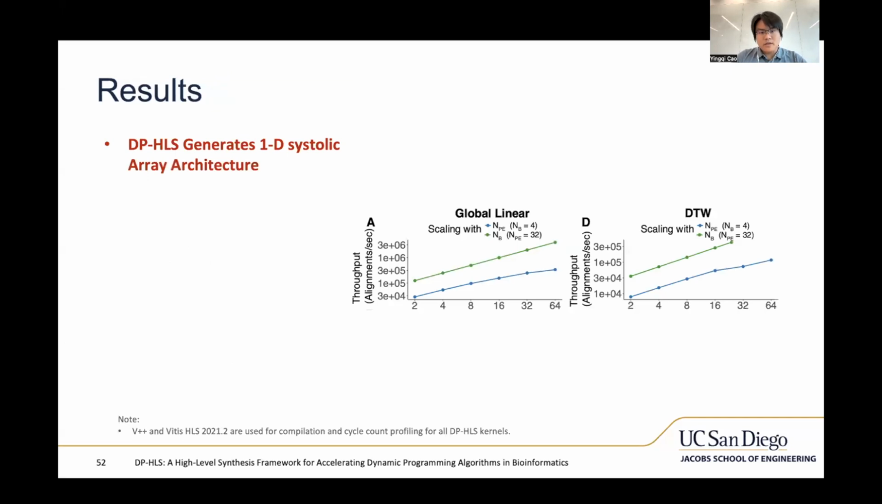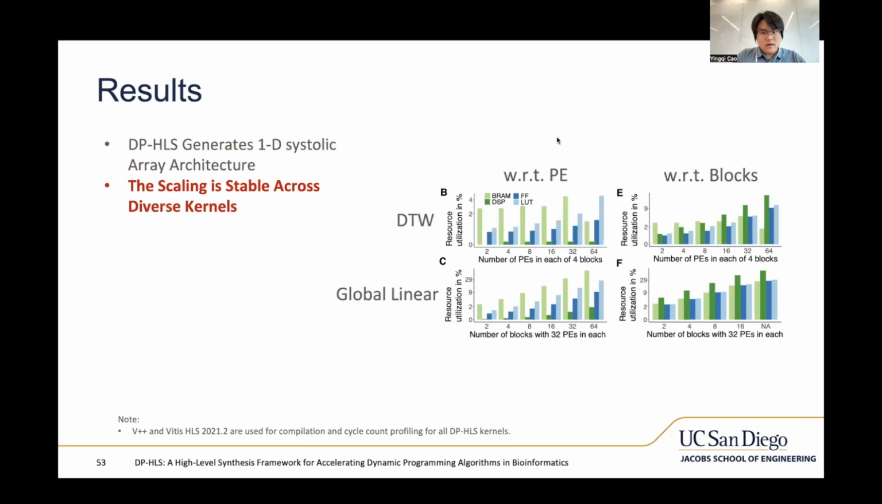The green line is the scaling with respect to the number of parallel blocks in the kernel, and the blue line is the scaling with respect to the number of PEs in the systolic array. The scaling with respect to the number of blocks perfectly exhibits the block level parallelism, and the slightly saturating scaling with the number of PEs demonstrates the underlying systolic array. Similarly, all types of resources of the two kernels scale as expected with the number of PEs and blocks as specified in the design.